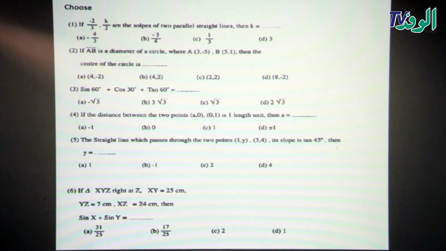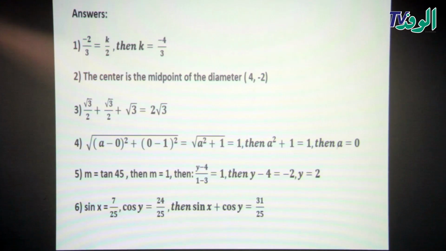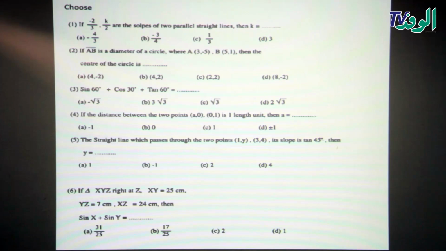Number 3. Sine 60 plus cosine 30 plus tan 60 equals: all we will do is replace sine 60, cosine 30 and tan 60. We know that sine 60 is root 3 over 2, cosine 30 is root 3 over 2, and the third term, which is tan 60, is root 3. When we add the three terms, we find the total is 2 root 3.